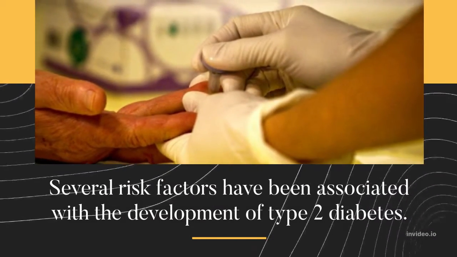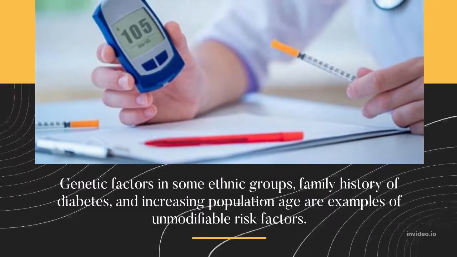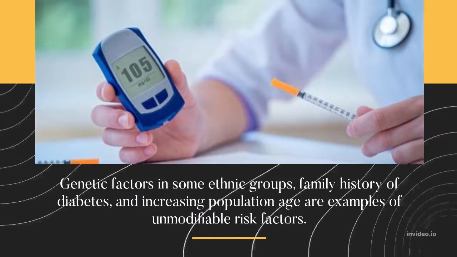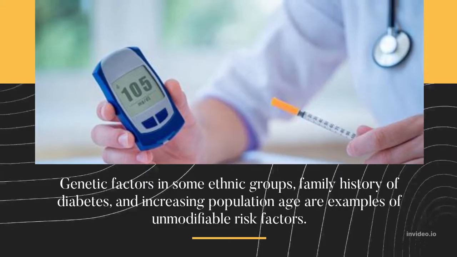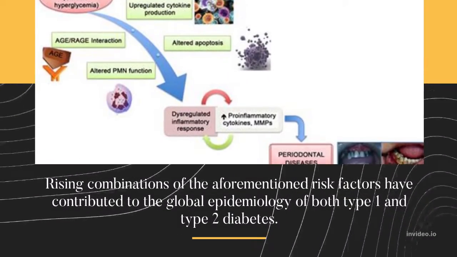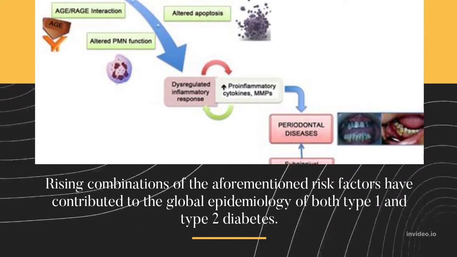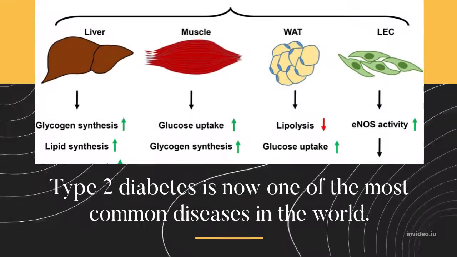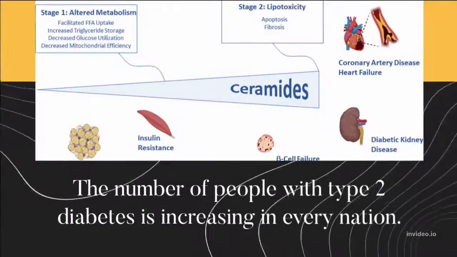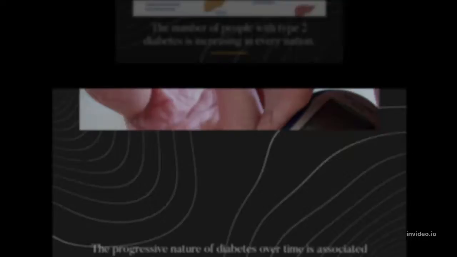Several risk factors have been associated with the development of type 2 diabetes. Genetic factors in some ethnic groups, family history of diabetes, and increasing population age are examples of unmodifiable risk factors. Rising combinations of the aforementioned risk factors have contributed to the global epidemiology of both type 1 and type 2 diabetes. Type 2 diabetes is now one of the most common diseases in the world. The number of people with type 2 diabetes is increasing in every nation.